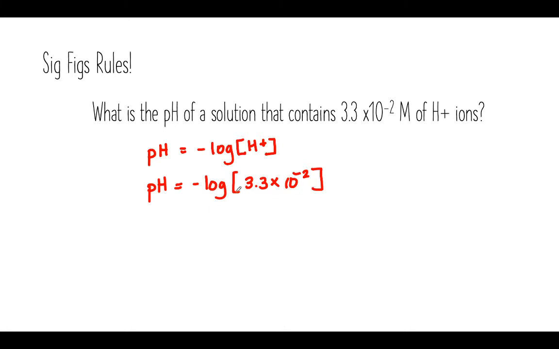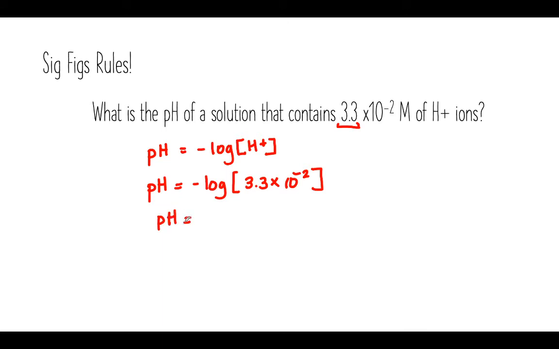Now, the important thing to notice in this particular question is that there are 2 sig figs in this number, right? And the rule is this. The number of sig figs in the number that's inputted into the log is going to be the number of decimal places in the answer. Okay, so let's recap that by solving this question.